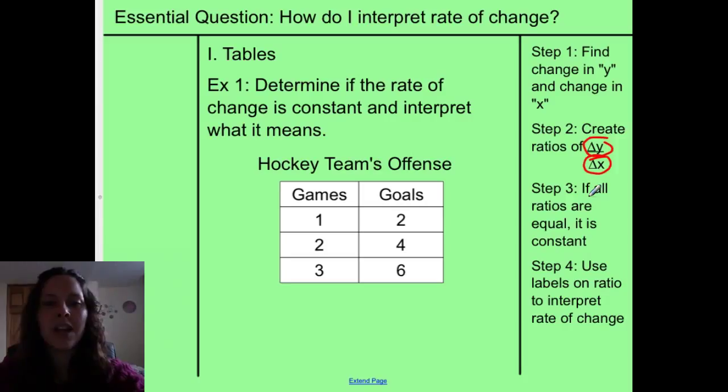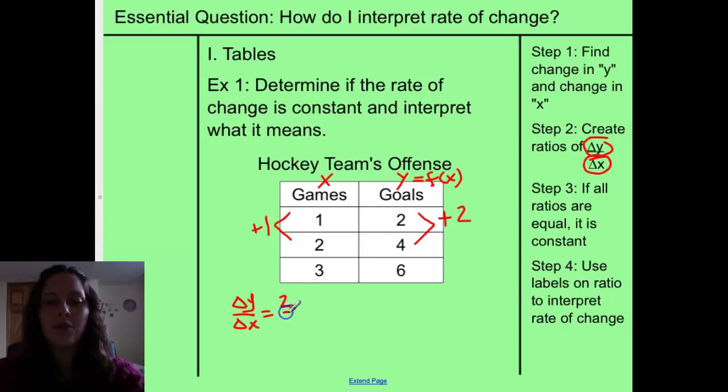So let's try that with our table here, hockey team's offense. Remember, anytime you're given a table, the x value, or the input, or the domain piece comes first, and the y, or the f of x, or the output, or the range comes second. So when we're calculating our change in y, how did the y value go from 2 to 4? Well, the change is a positive 2. How did our x value go from 1 to 2? Our change was a plus 1. So our first ratio, change in y over change in x, is 2 over 1.